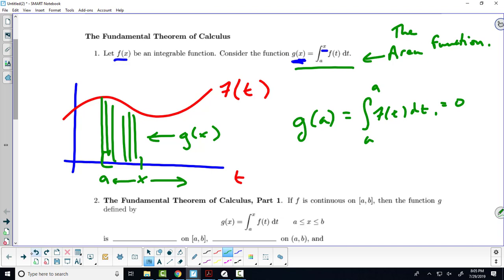Okay? So spend some time thinking about this function. We do design questions based upon your understanding of this function. So spend some time thinking about it.